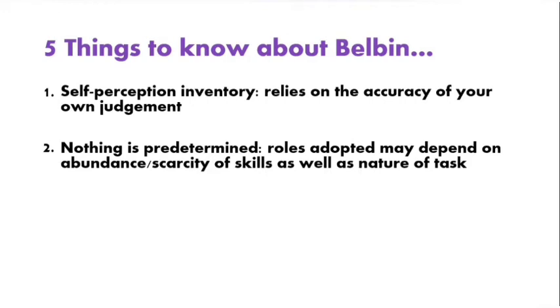Point number 2. Nothing is predetermined. Roles adopted may depend on the abundance or scarcity of skills as well as nature of task. By this I mean, for example, myself as a plant, if I was in a team which already had 3 plants, due to the fact that there was an abundance of this role, this could impact the extent to which I could perform. Equally, if I was uncomfortable with the nature of the task, due to unfamiliarity, or this was way outside my comfort zone, this could very much influence the extent to which I felt I could assume a certain role, i.e., a shaper, becoming the leader.